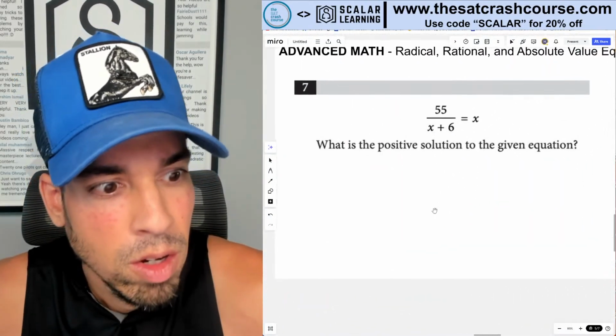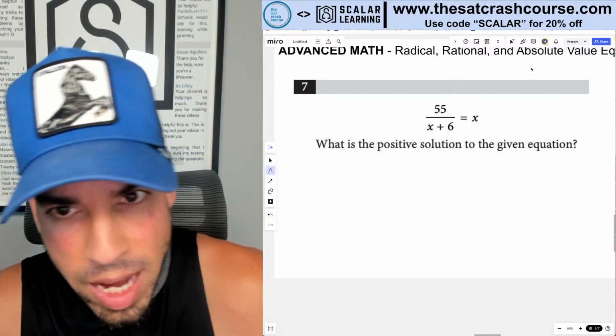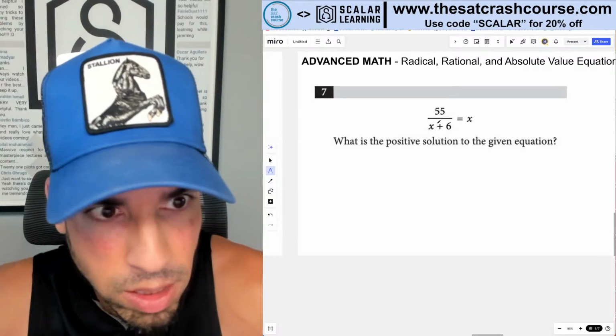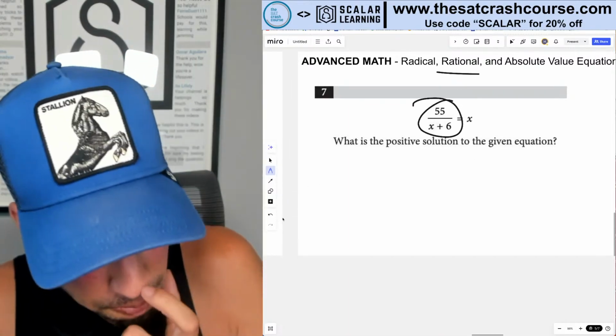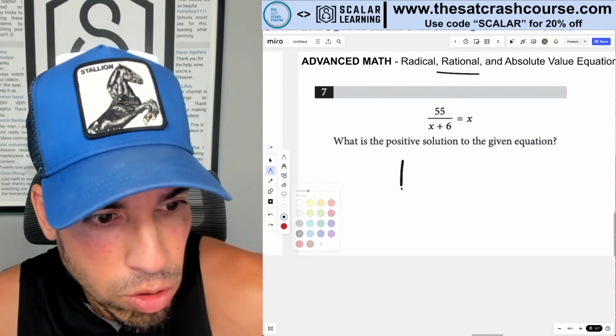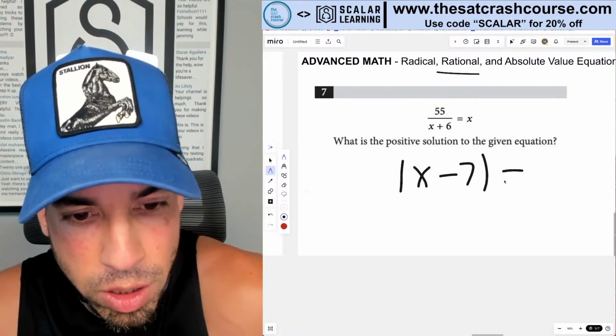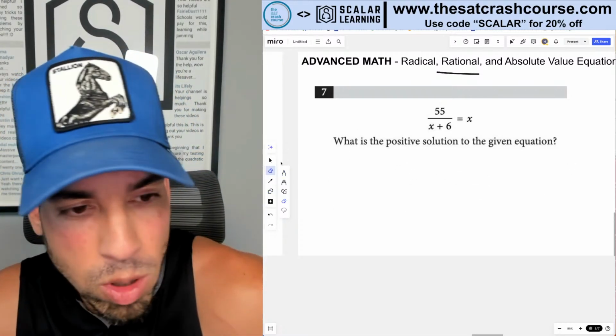Okay. Number 7, what is the positive solution to the given equation? Radical, rational, and absolute value equations. Now, this is a rational equation. Again, rational meaning expression over an expression, a fraction essentially. You could also have an absolute value equation, things like that, right? Which we've covered in my critical concept slides. But this is just one of those 3 options.